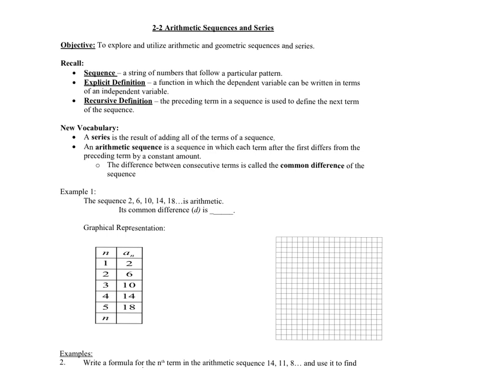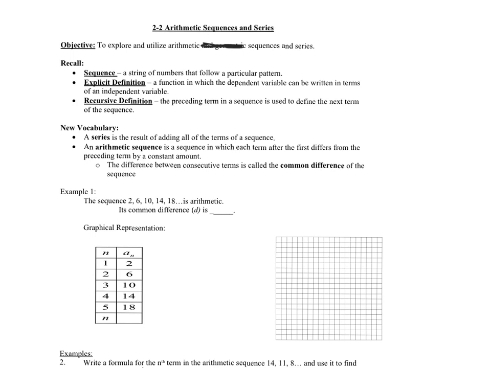Today we're going to talk about arithmetic sequences and series, and our objective is to explore and utilize arithmetic sequences and series. Yesterday we talked about sequences in general, and we said that they were a string of numbers that follow a particular pattern, and that pattern can either be explicit in the definition or recursive. With the explicit, we can plug the term number in and get the value out. With recursive, we have to find the next term by using the term before it.